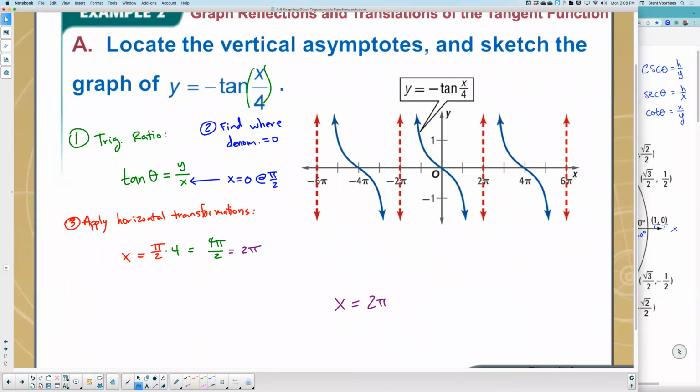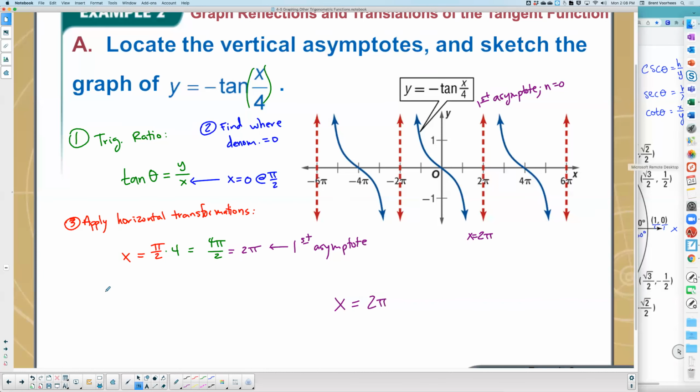That means our first asymptote, I'll write the answer over here. The first asymptote should occur at 2 pi. Look on the graph. Do we see one at 2 pi? Yes. Yeah, that's x equals 2 pi. That right there is our first asymptote. Basically what I'm saying by that is later, that means where n equals 0. That's where n would equal 0. That's the first one. So if you want a note for that, that's the first asymptote.